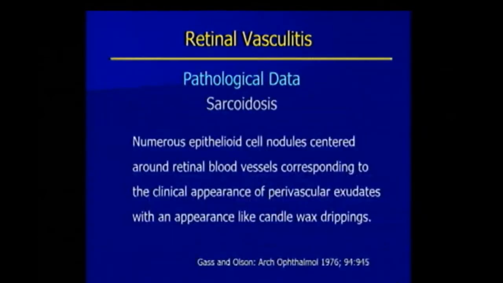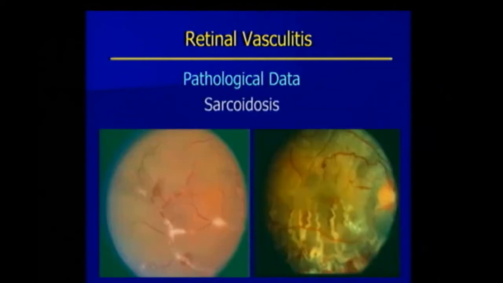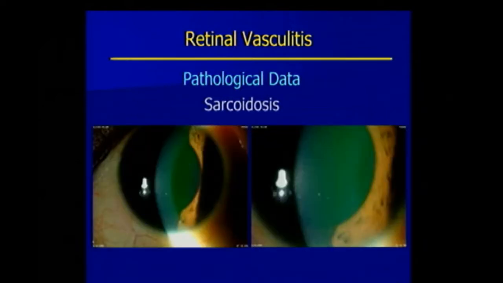If we look at sarcoidosis, again, the histopathology in sarcoidosis showed epithelioid cell nodules around the retinal blood vessels, which correspond to the clinical appearance of perivascular exudates with an appearance like candle wax dripping. So this is an example of vascular sheathing in a patient with sarcoidosis. This is another patient with sarcoidosis. What do you see here?